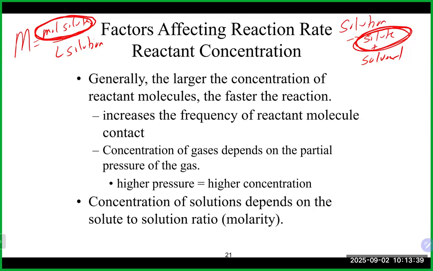Concentration of gases depends on partial pressures of the gases. The higher the pressure, the higher the concentration. As you may remember from your friend Boyle, perhaps, as the pressure goes up, the volume goes down. There's an opposite relationship. So at higher pressures, you're going to have smaller volumes, which would then obviously put your gas molecules near each other and in proximity to each other.